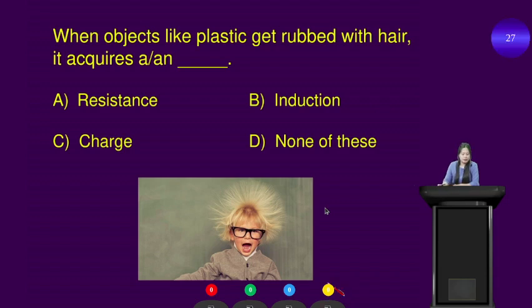When an object like plastic gets rubbed with hair, it acquires a resistance, option A, an induction, option B, a charge, option C, and option D, none of this. So we have four options, A, B, C, and D. Which of the following options is the correct answer?